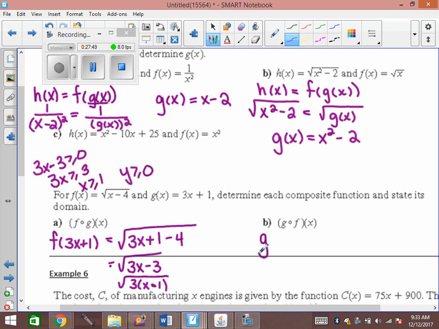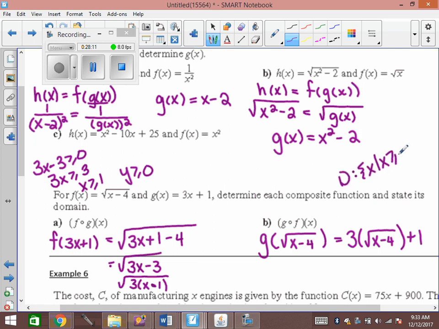This g of f of x, now I'm actually inputting a radical. I'm going to get 3 times square root of x minus 4, plus 1. So my domain is going to be x such that x is greater than or equal to 4. It's greater than or equal to because there's no negative in front of here, so it's not making it reflect in the y-axis, right? So it's going to be greater than or equal to.